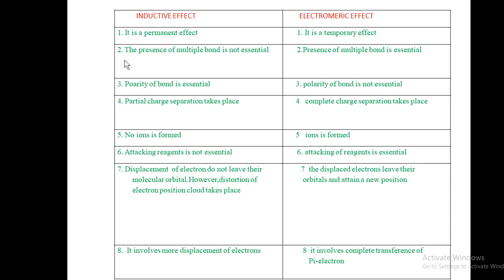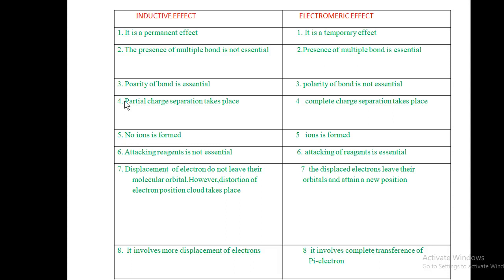In the inductive effect, the presence of a multiple bond is not essential. It can form with any single bond, double bond, or triple bond, right? But the electromeric effect takes place only in the presence of a multiple bond, because complete sharing of electrons takes place in the electromeric effect, whereas in the inductive effect only partial movement of electrons takes place, due to which polarity is developed. So polarity of bond is formed in the inductive effect, whereas polarity of bond is not present in the electromeric effect, because complete transfer of electrons takes place, right?